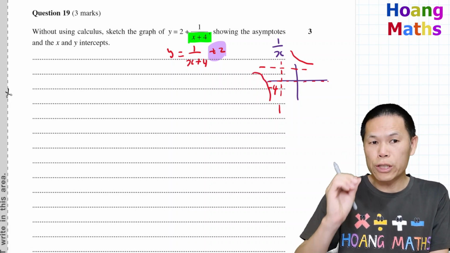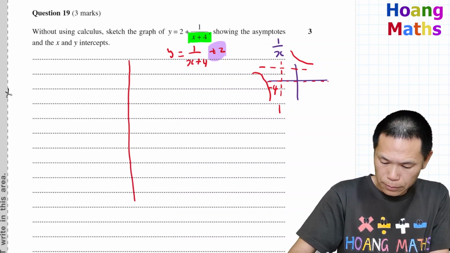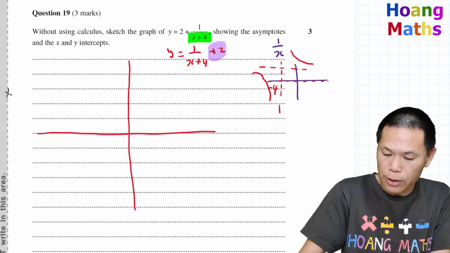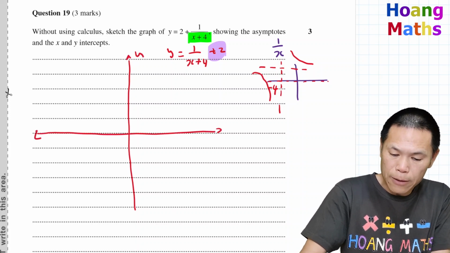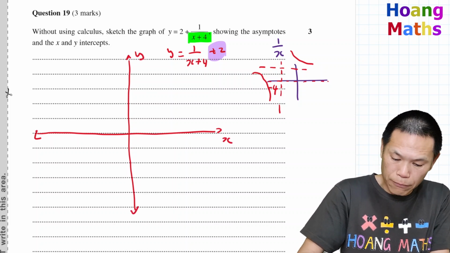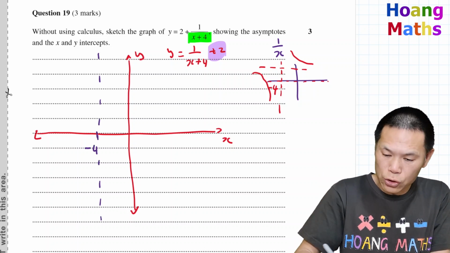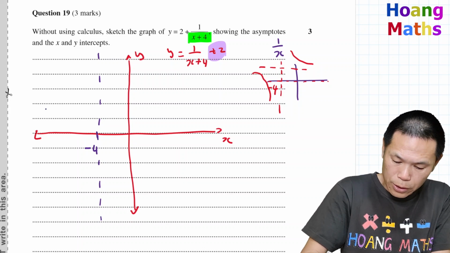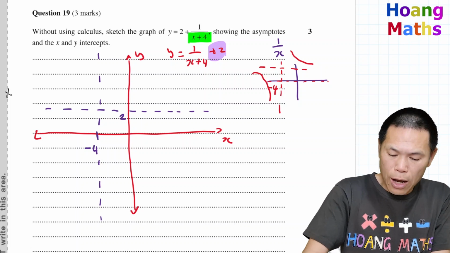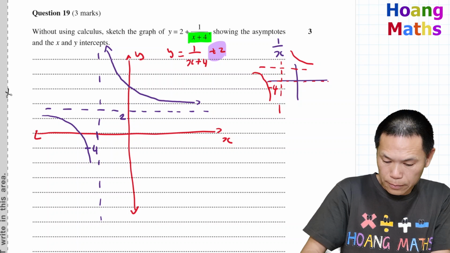So let me just redraw this properly. I just draw this here, but please use your ruler, okay? I just draw freehand, I'm just explaining to you. That's all. So this is y, this is x. And the vertical asymptote is -4. And the horizontal asymptote is 2, so just 2 here roughly. And the graph is like this, and this is like this.